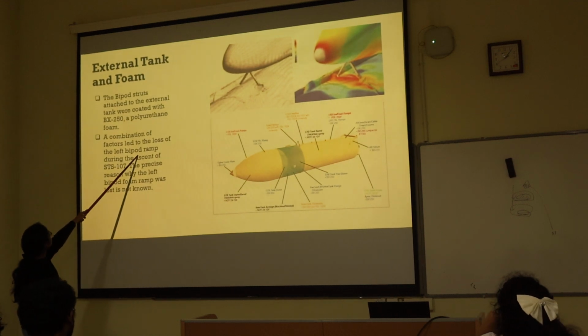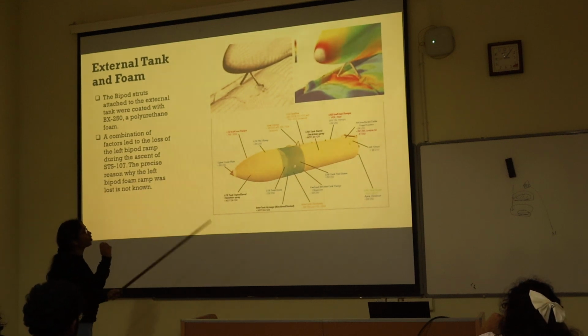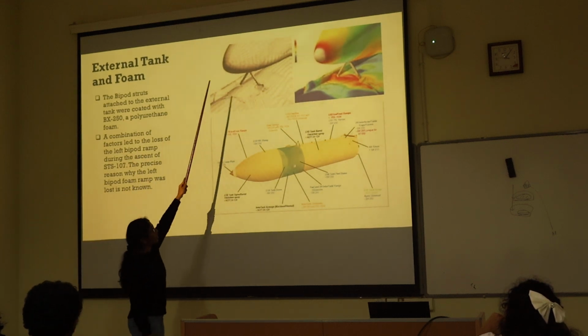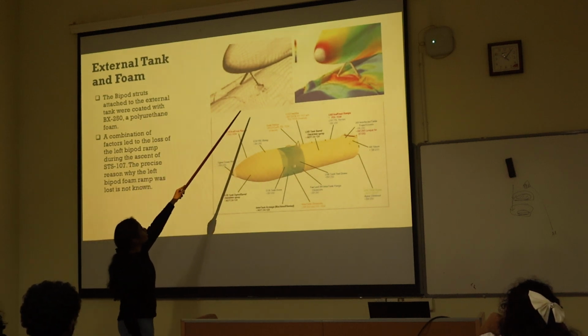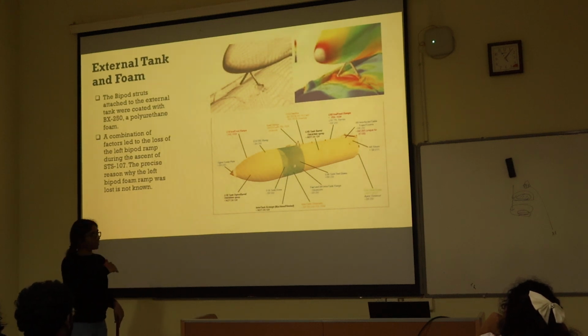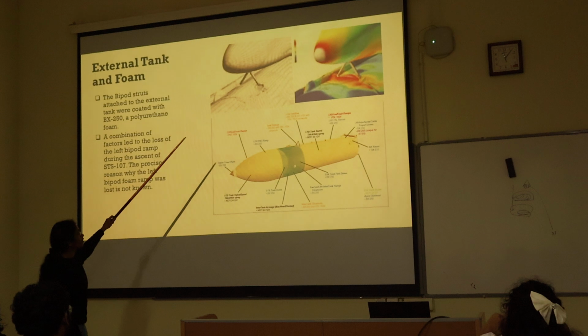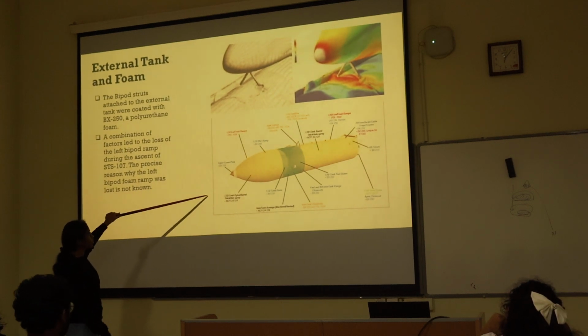The combination of factors led to the loss. So we don't know why the left bipod strut, the left one, had broken off. We don't know the reason for that, but the foam just goes and hits the left wing. So this is what actually happened. The foam goes and hits the left wing, which basically creates a hole.